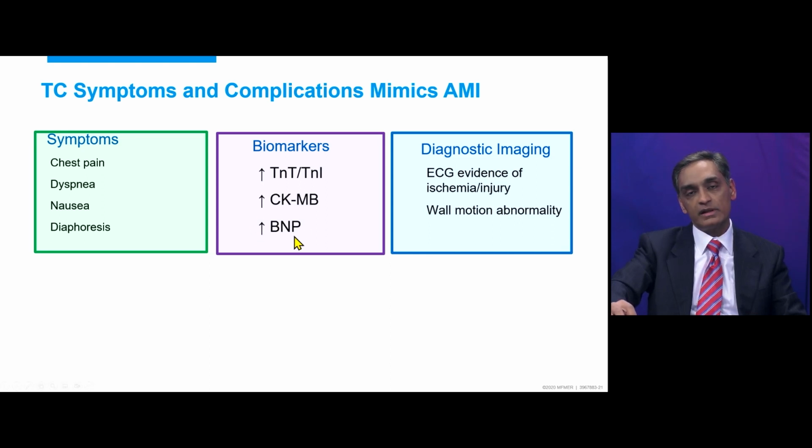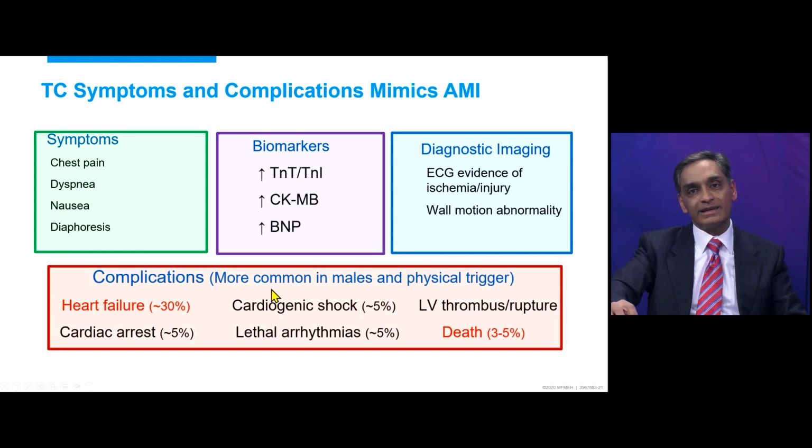BNP levels are always elevated, and in fact, they are higher than seen in STEMI, interestingly. And then the wall motion abnormalities we'll show a little bit more about in a moment. The complications in terms of qualitatively are similar to acute myocardial infarction, but heart failure is very common. Shock occurs in about 5% of patients. Thrombus, important to look for, in 1% of patients, and strokes can occur as a complication of that.